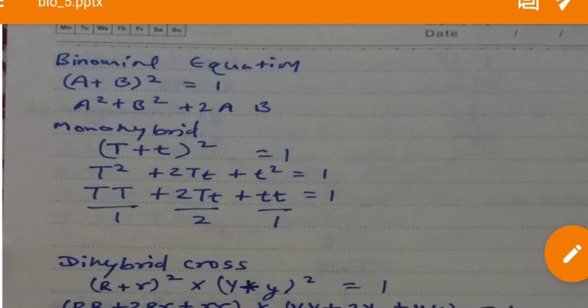In the last class we learned about some terms in inheritance. We also understood different kinds of cross. So let's recall how to make a phenotype and genotype in different kinds of cross. I am explaining with suitable examples how to use the binomial equation in a cross. So you have to see the screen.